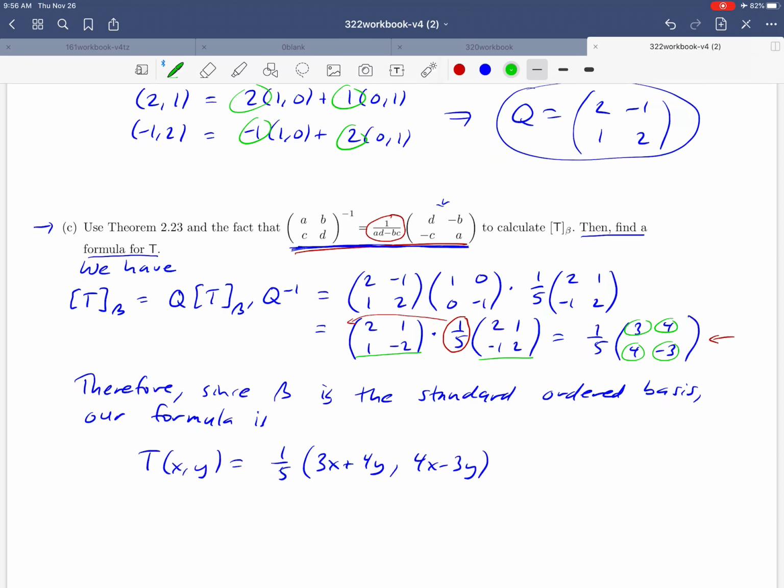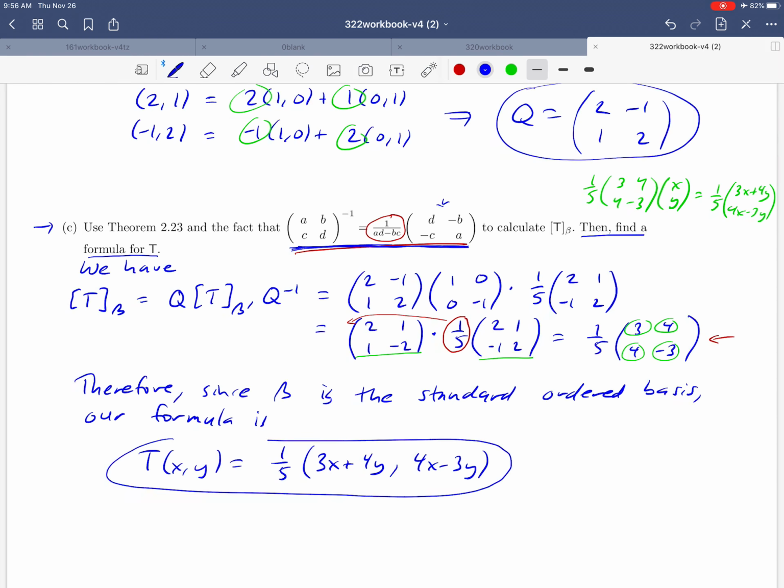If you're wondering how we made that leap, maybe think about it this way. If you were to take 1/5 times 3, 4, 4, negative 3 and multiply it by xy, you would get 1/5 times 3x plus 4y and 4x minus 3y. That's really the same formula as what we wrote down here, just that we've written it in row form instead of column form. And so if we've done everything correctly, this is the formula that it was our goal to find at the very beginning of the problem. This should tell us how to reflect any point in the entire plane R2.